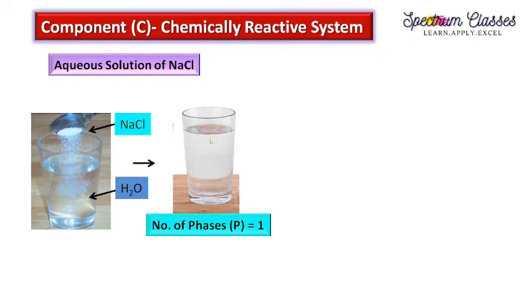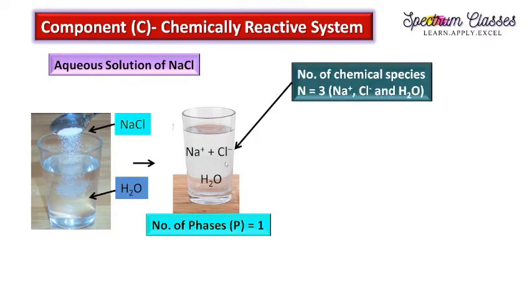Now the question is how we are going to express the number of components for this given system. Since H2O is there and solid NaCl is not there in this glass, we have only Na plus and Cl minus. On dissolution, it dissociates into its ions. Here, the number of chemical species is represented by capital N. So how many chemical species are there? 1, 2, and 3. So we have 3 chemical species altogether when we dissolve this NaCl into water.